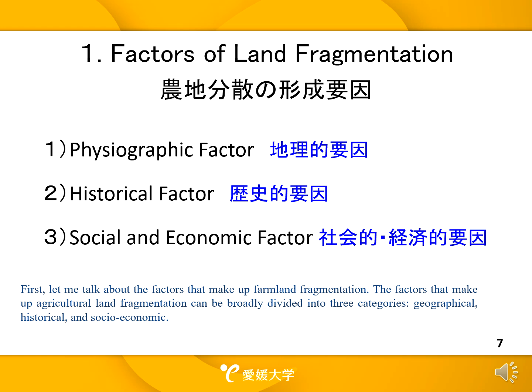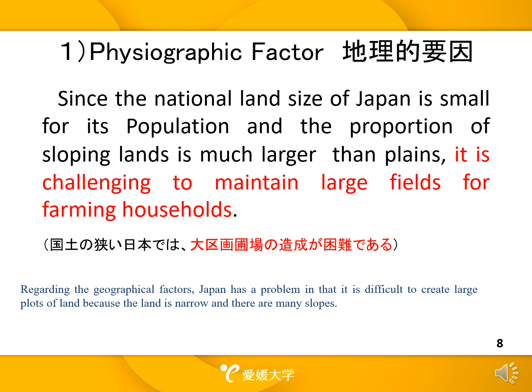The factors that make up agricultural land fragmentation can be broadly divided into three categories: geographical, historical, and socio-economic. Regarding the geographical factors, Japan has a problem in that it is difficult to create large plots of land because the land is narrow and there are many slopes.